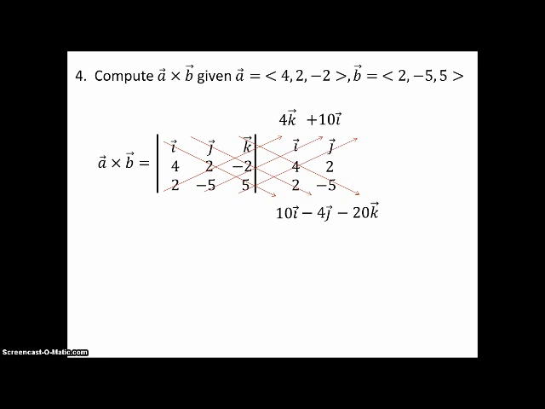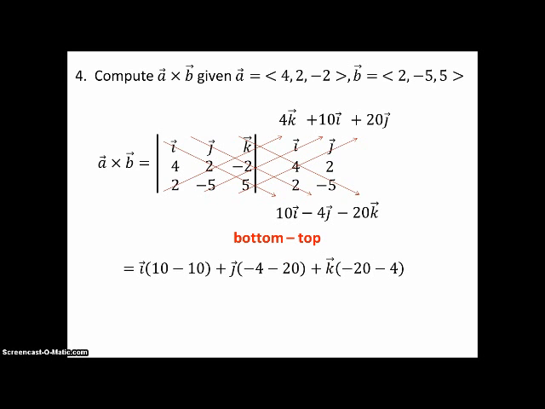10i, 20j, and then it's bottom minus top, and so you take 10 minus 10 for the i's, negative 4 minus 20 for the j's, and negative 20 minus 4 for the k's. Simplifying, you get your answer. Now remember, this vector is perpendicular to the two original vectors, and its length is the area of the parallelogram determined by A and B.